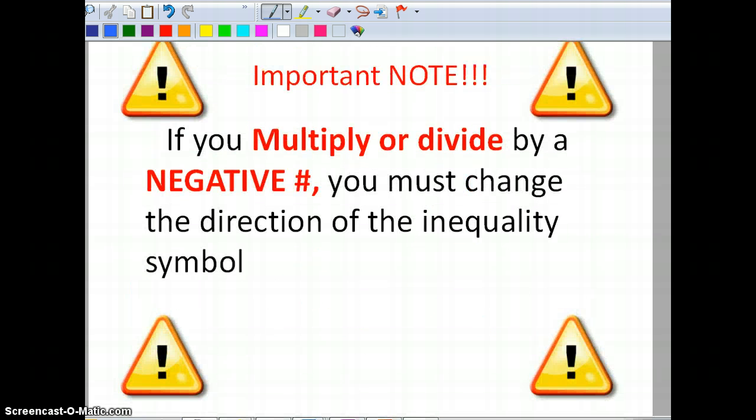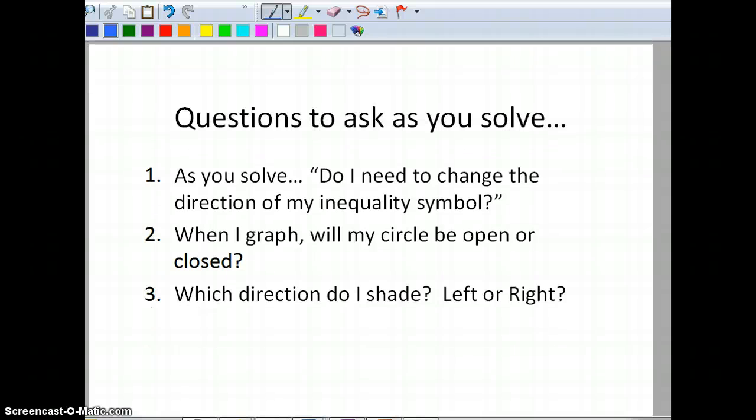Okay, very important note. Whenever we multiply or divide by a negative number, we have to change the direction of our inequality symbol. And we're going to have a few examples where we do that.